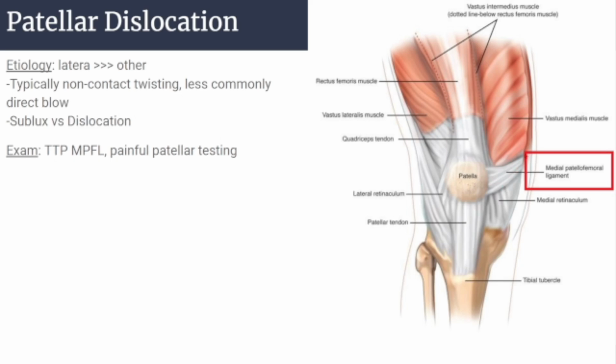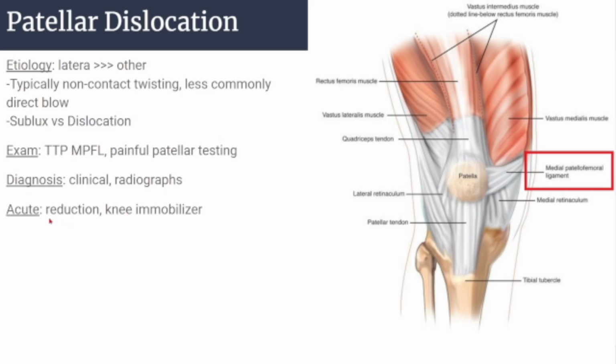And one thing that can clue you in is tenderness along the medial femoral condyle and medial patellar pole here. And that ligament, the medial patellofemoral ligament, typically tears. So if the patella pops out here, that ligament must tear. Then tenderness along the distribution of that ligament is a good clue about what happened. That's why I said tender to palpation of the MPFL. And then any manipulation of the patella itself can also clue you into that.